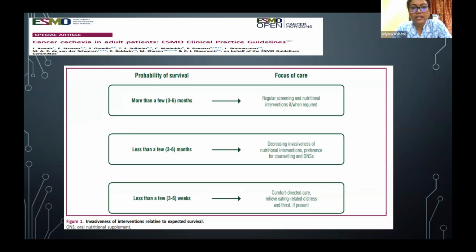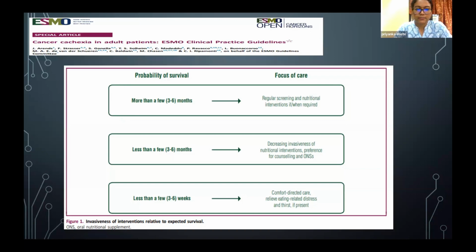In the ESMO clinical practice guidelines, we see the invasiveness of interventions related to expected survival. There is a probability of survival and focus of care. When survival is more than a few months, that is 3 to 6 months, the focus of care is regular screening and nutritional intervention if and when required. In less than a few months, the focus of care is decreasing invasiveness of nutritional interventions, with preference for counseling and oral nutrition supplements.